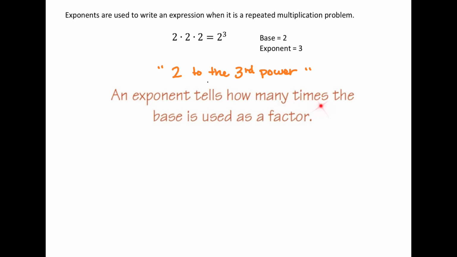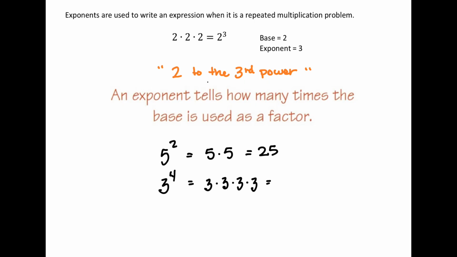Okay, so it tells you how many times the base is used as a factor. Factors are multiplying things together. Okay, so how many times do we multiply the base together? So 5 squared, the base is 5 and the exponent is 2. So that means I have two 5's multiplied together, or 25. Okay, 3 to the fourth means the base is 3 and the exponent is 4. So that means I have 4 3's multiplied together.